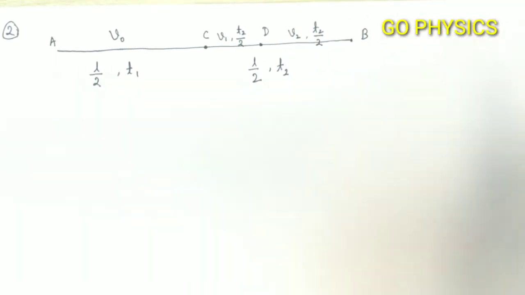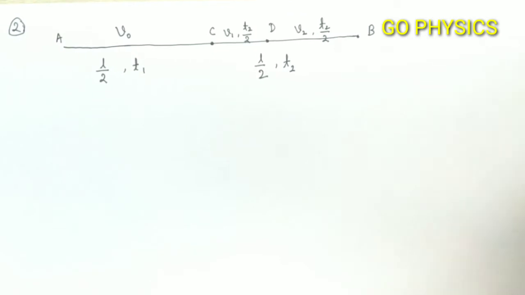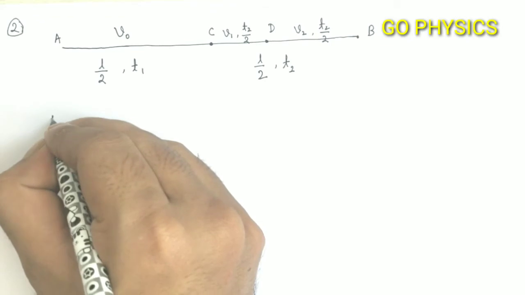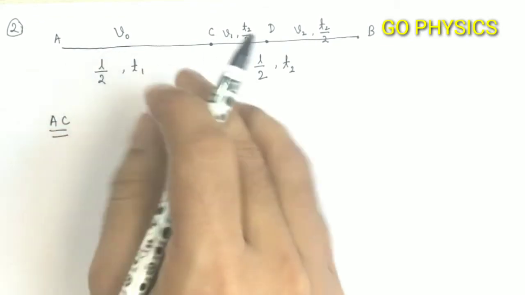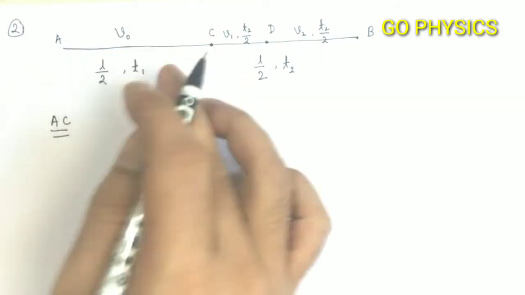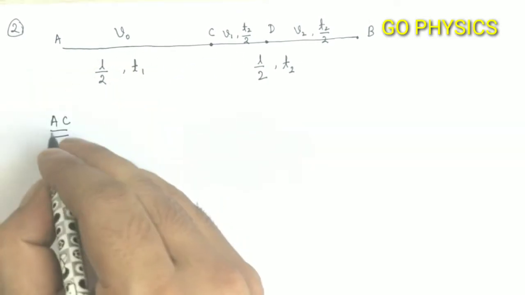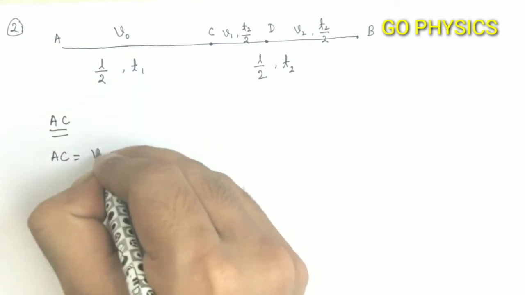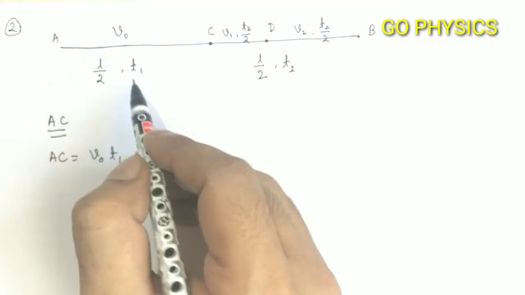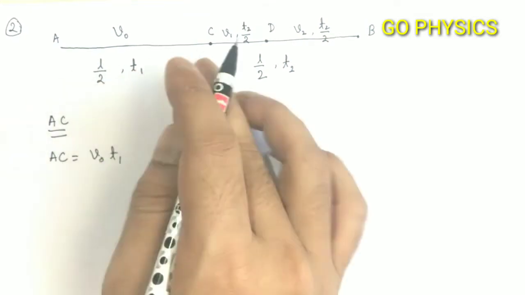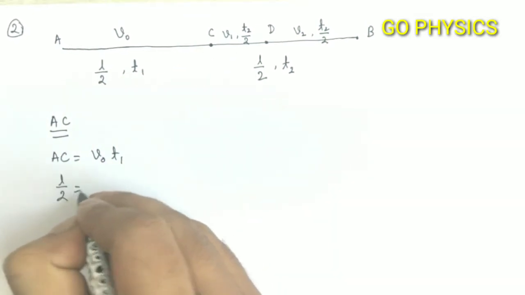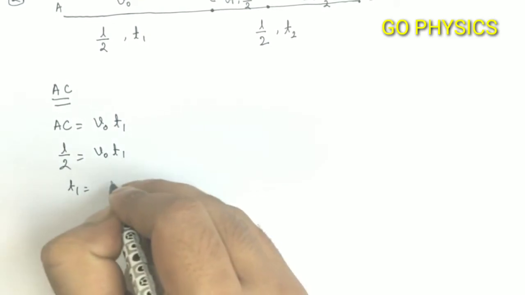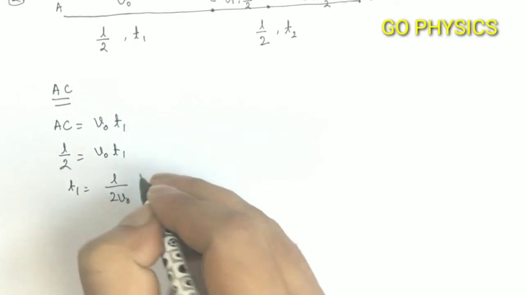Now in this question we have to find the average velocity of the particle. If we talk about the distance AC, then distance equals speed into time, so AC equals v0 into t1. AC is L by 2, equal to v0 into t1. So from here we get t1 equal to L by 2 v0.